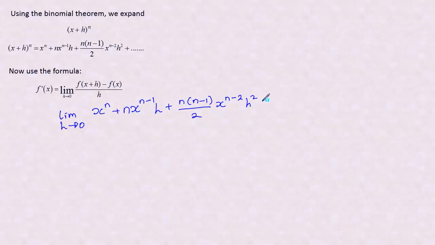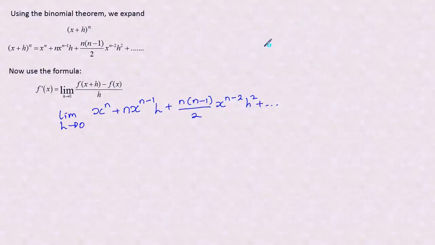So that gives us the limit as h tends to 0 of x to the n plus n x to the n minus 1 h plus n minus 1 over 2 x to the n minus 2 h squared, and so on.